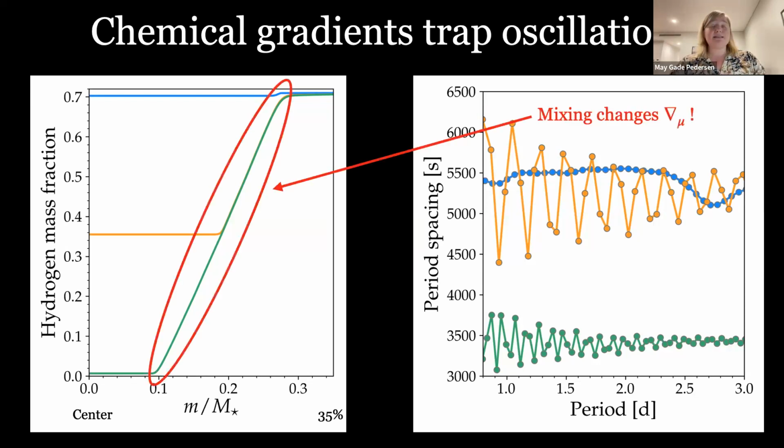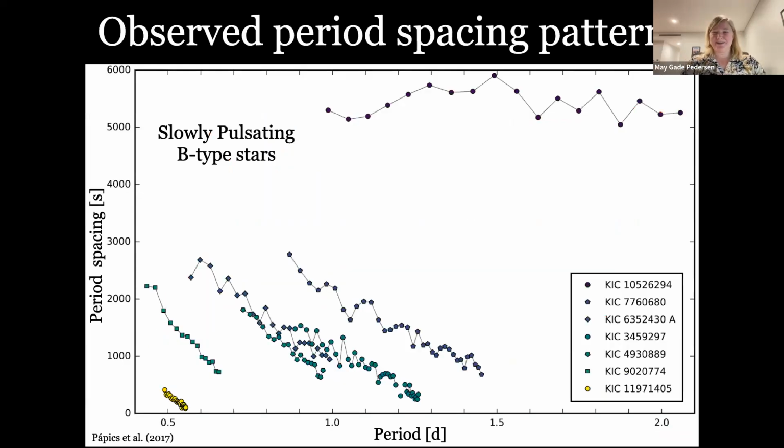And so if we have mixing occurring inside the stars, that's going to change our gradient and therefore also impact what our period spacing patterns look like as well.